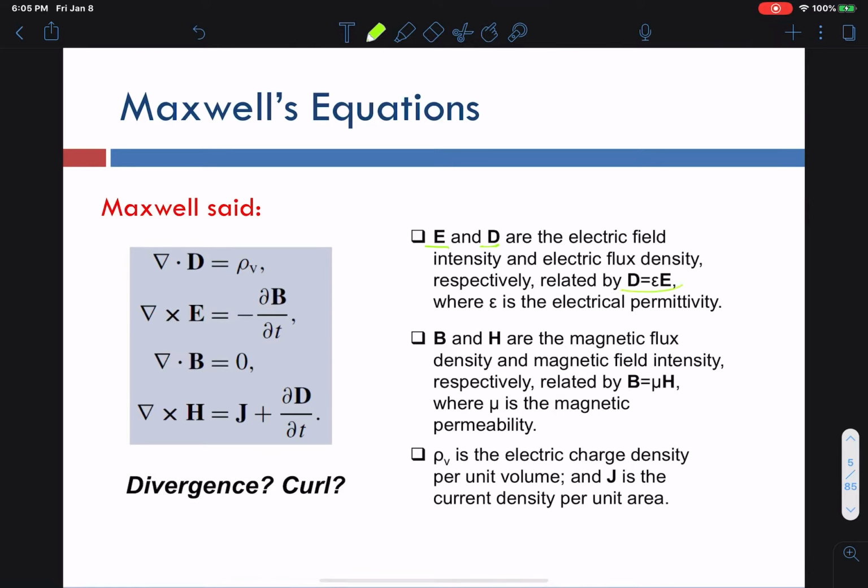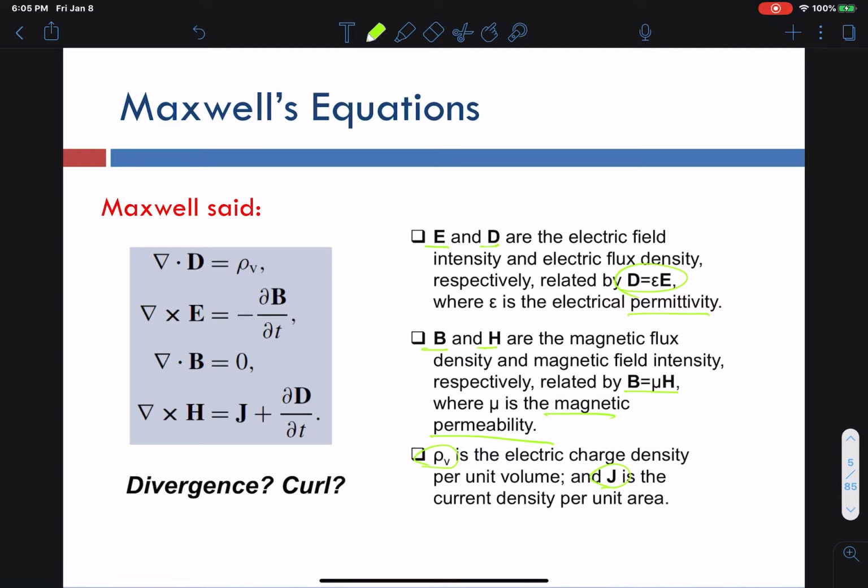They are related by D equals epsilon E. Epsilon is the permittivity, right? And B is the magnetic flux density, H is the magnetic field intensity. They are related by B equals mu H, and mu is the magnetic permeability, right? And rho V is the charge density, and J is the current density. We learned about them in chapter 6.